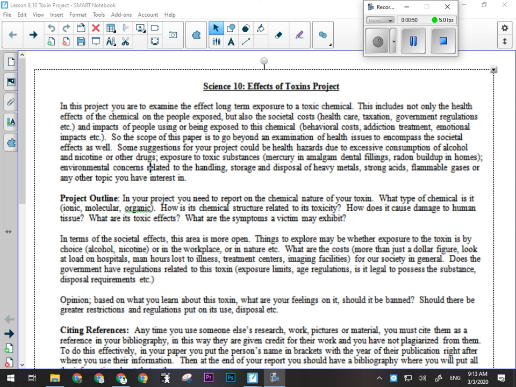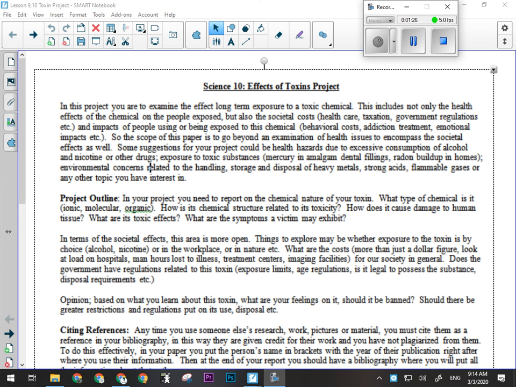So what you're going to include here, okay, in this research project is you're going to research stuff about not only the health effects of the chemical on the people that are exposed to it, but you're also going to look at the societal costs. Okay, what are the costs to average Joe Blow Canadian, okay, due to this chemical? All right. So that could be things like healthcare, taxation, government regulations, etc. Okay, the impacts of people using or being exposed to the chemical. That could be behavioral costs, addiction treatments, emotional impacts, prison. Okay, but you know, things like that.